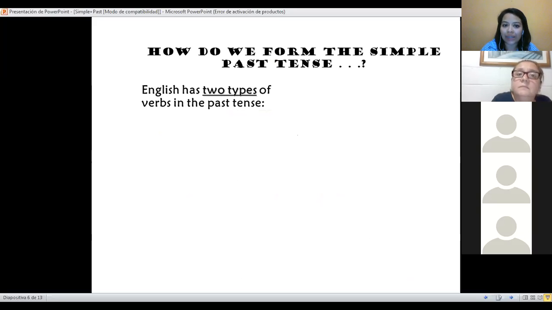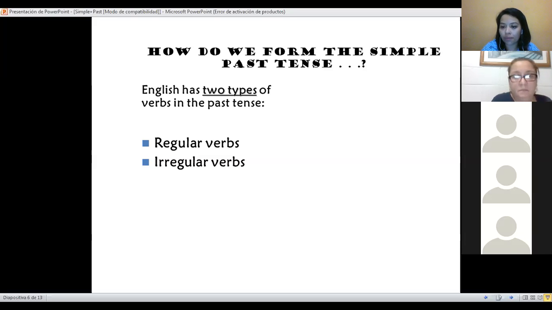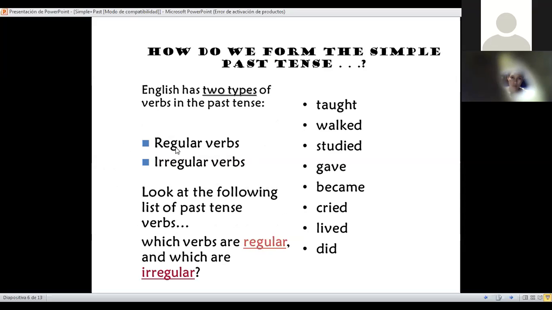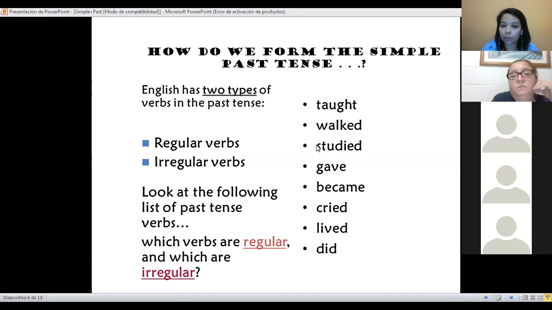How do we make simple past sentences? It is really easy, but we have to memorize these verbs, okay? For example, we have regular verbs, yeah? And we have irregular verbs. What is the difference? Look at the following list of simple past verbs and which are regular and irregular. Okay, first, which are regular verbs? Todos los que en simple past, les voy a agregar ed, all right? They have something in common and it is ed at the end of the verb. So, can you please tell me which are regular verbs? ¿Cuáles llevan ed? Which of these verbs have ed? Which ones have ed?